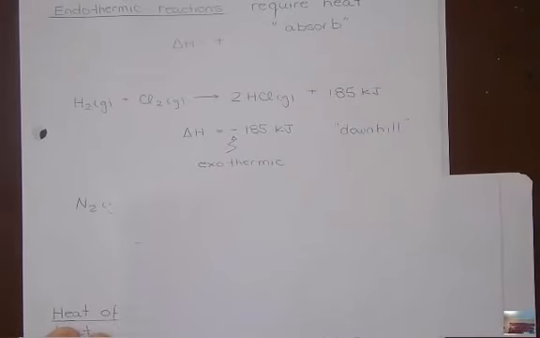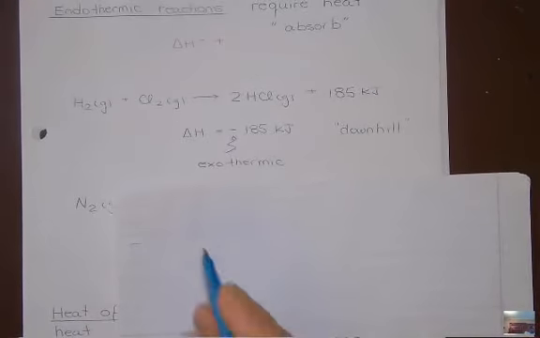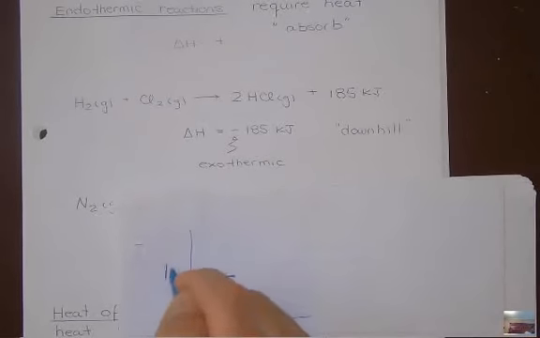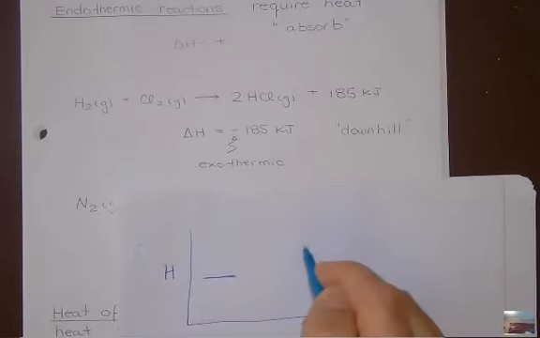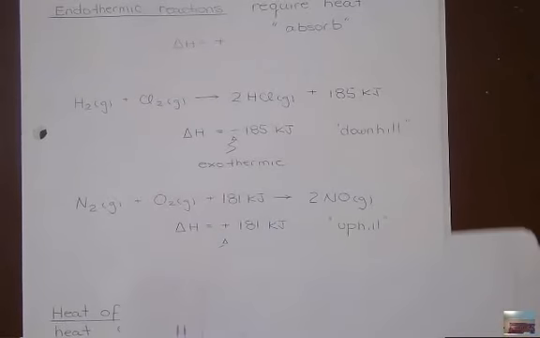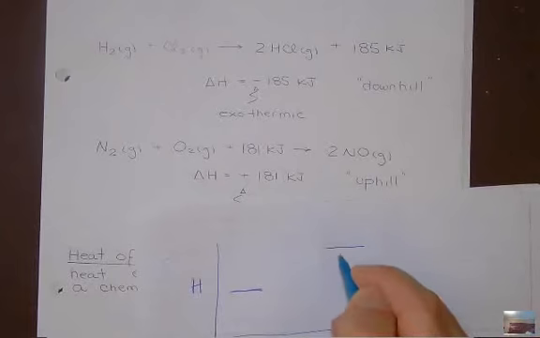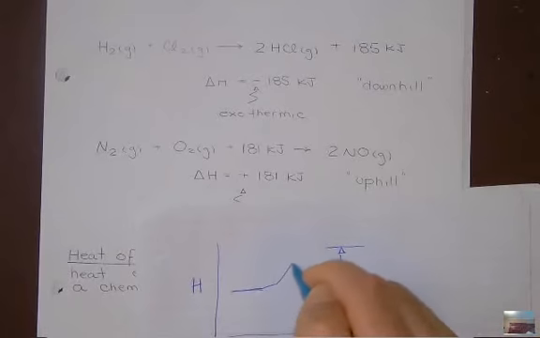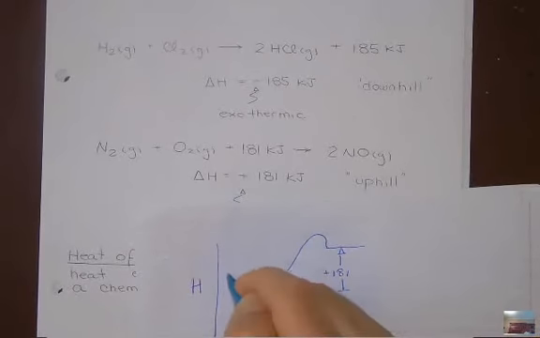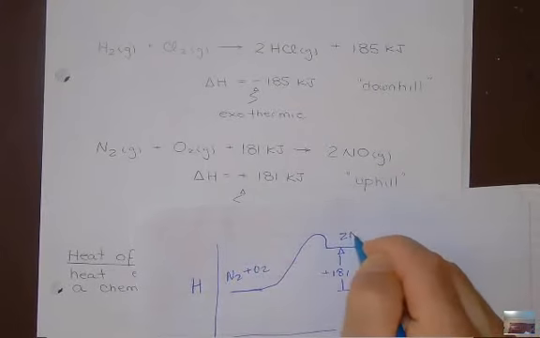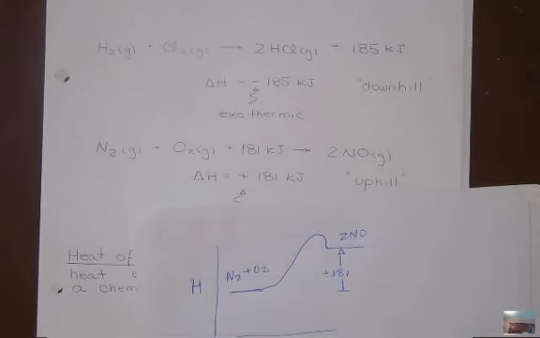Okay, so what would this one look like? I'll get a better pen. This one is uphill. So I start out down here, here's my scale of H, start out here, and I wind up 181 higher than I originally started. So this is uphill by 181, and I always have to go over a little mountain to get there. These are the reactants, nitrogen plus oxygen, these are the products, okay, uphill.